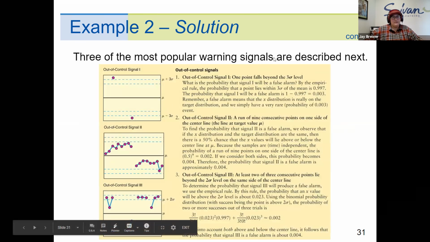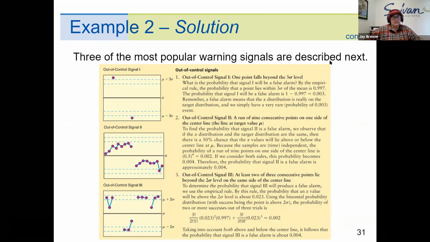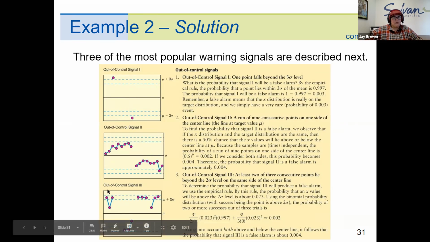Okay. So this is kind of cool. Three of the most popular warning signals that exist in this control setting. You have out of control signals, which you can see here: out of control 1, out of control 2, and out of control 3.